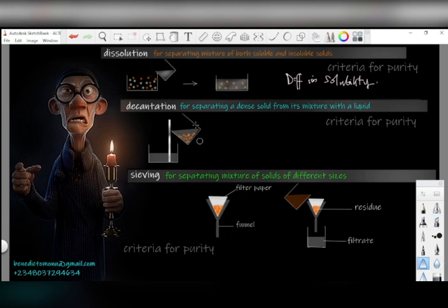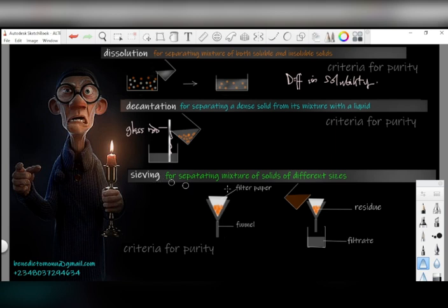Decantation is a method for separating a dense solid from its mixture with a liquid. Sometimes we sieve rice after boiling like this. The orange one is the dense solid in a mixture with a liquid, but because it's dense, it goes to the bottom as you tilt the liquid, and with the help of a glass rod just to hold steady, you actually decant, and the liquid will just trickle down like this. By so doing, you have actually separated the liquid from the dense solid.